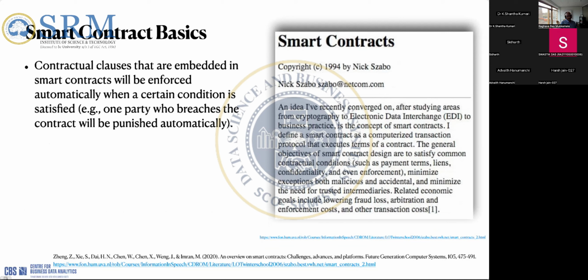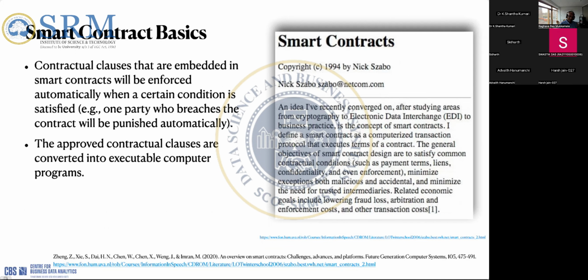So the basic idea is that the contract clauses are embedded into smart contracts, and automatically they can be enforced when certain conditions are met, right? So basically what you do is you specify the clauses of a contract in the form of if-else rules, so that whenever the specified condition is met, you can automatically execute the contract.